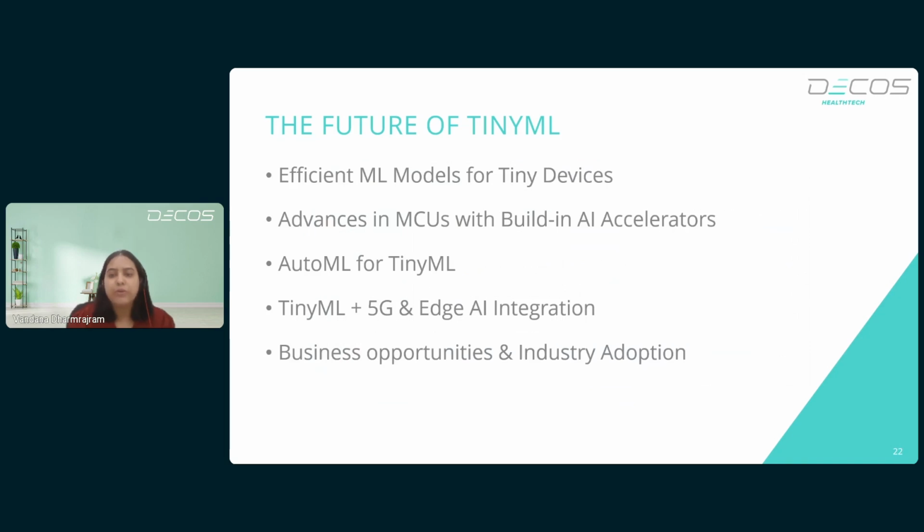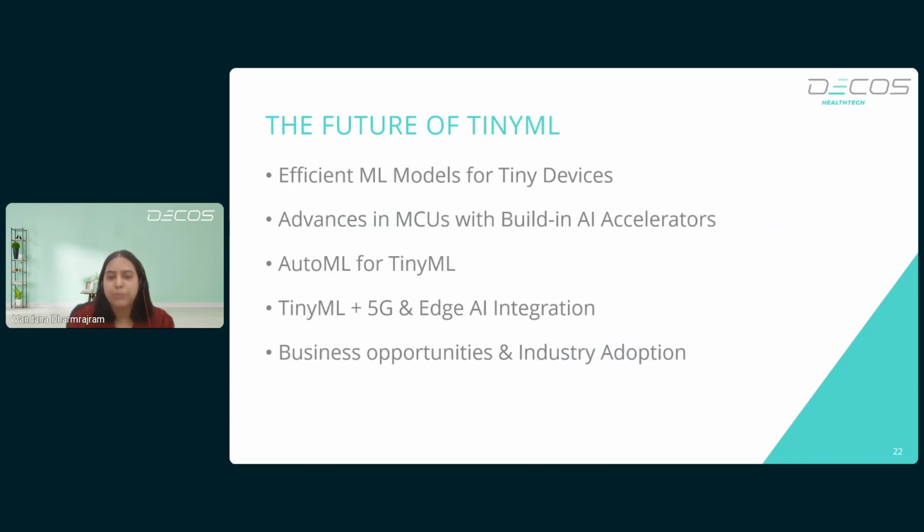These are the first microcontroller class core designed for AI acceleration. RISC-V-based AI chips, these are open source hardware architecture enabling custom TinyML chips. Google Coral, Edge TPU, and NVIDIA Jetson Nano, these are AI accelerators bringing edge computing to embedded systems. Next is AutoML for TinyML.